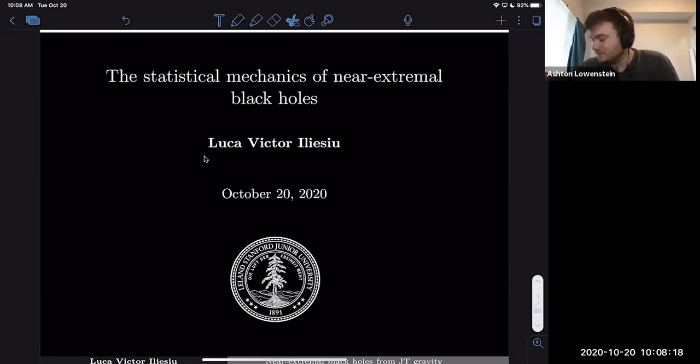Presenting. So he just graduated. He just got his PhD at Princeton. Now he's a postdoc at Stanford. And so he'll be talking about the statistical mechanics of near-extremal black holes.